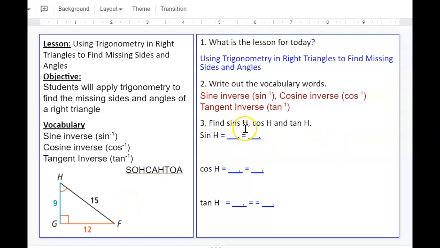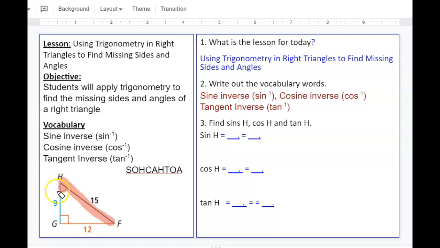It says find sine h, cos h, and tan h. All right. First thing we realize here is you have a right triangle, so you can easily apply trigonometry. Let's identify our sides. The easiest side to identify is always the hypotenuse, the side that has nothing to do with the right angle. So this is your hypotenuse there. And this is your angle of reference here, h. And so this is your hypotenuse.